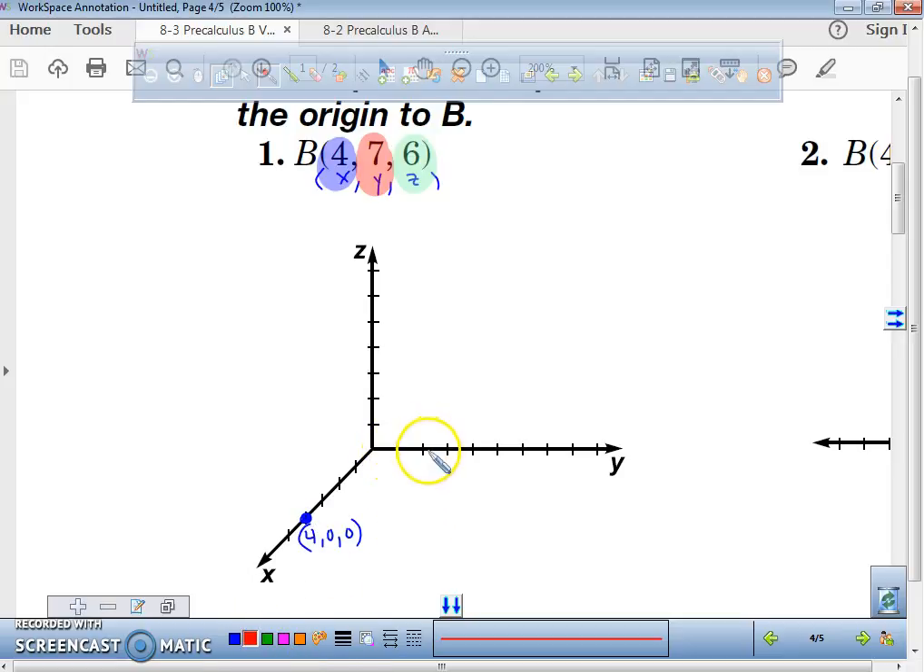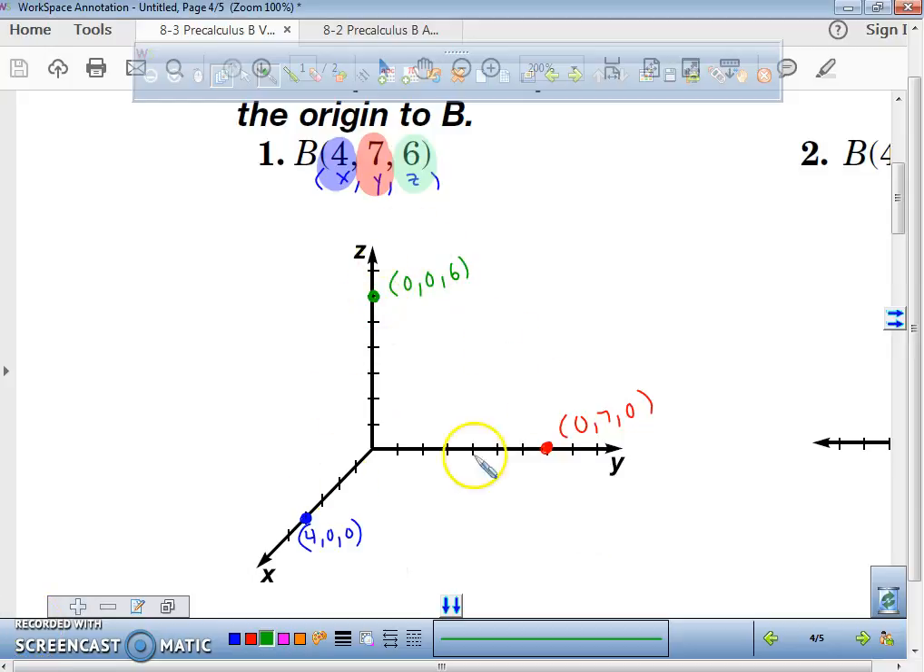On the y-axis, 1, 2, 3, 4, 5, 6, 7. This point right here actually represents the ordered triple 0, 7, 0. Because we've got 0 in the x direction, we've got 7 units in the y direction, and we've got 0 non-zero units in the direction of z. 1, 2, 3, 4, 5, 6. In green. And what ordered triple would this represent? Correct. 0, 0, 6. So put that point right there and label those.